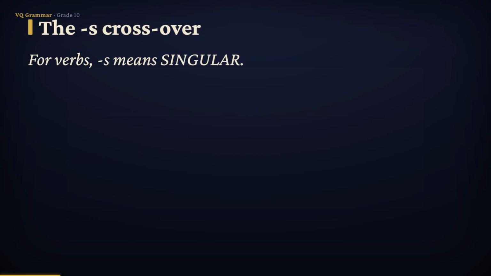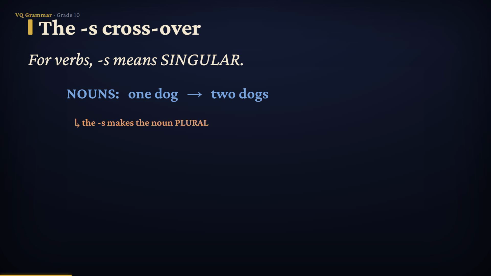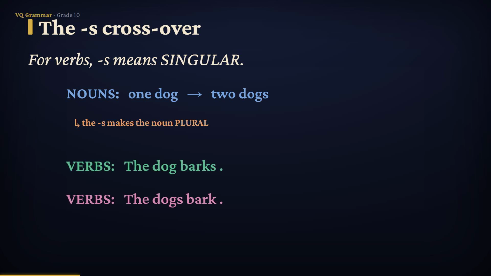Now, here comes the twist I promised, and it is genuinely backwards from what your instincts expect. Look at nouns first. One dog, two dogs. The little s on the end makes the noun plural. Fine, that's what s means everywhere else in English. But now look at present tense verbs. The dog barks, with an s. The dogs bark, with no s.